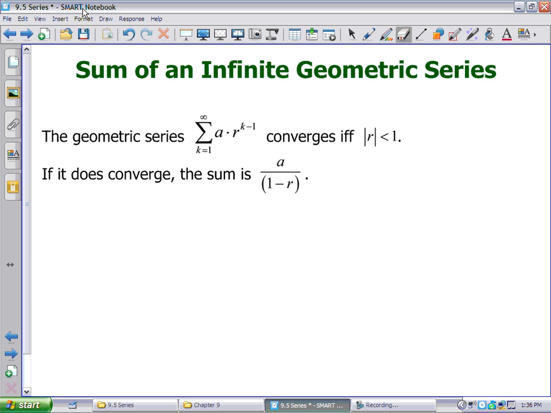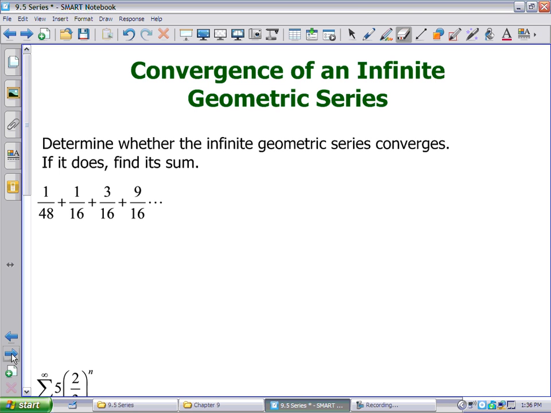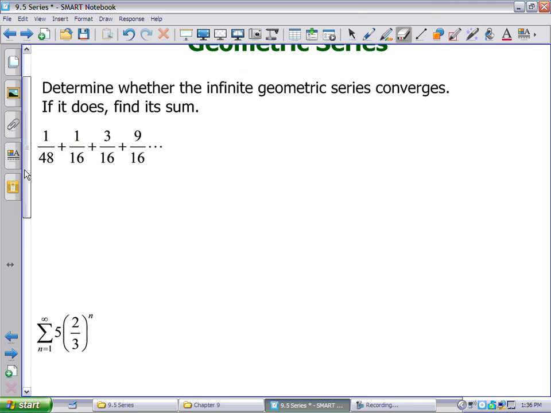If it does converge, then the way we're going to find the sum is by taking your a and dividing it by 1 minus r, your common ratio. Okay, so we're going to look to see if these examples here converge, and if they do, then we're going to find the sum.